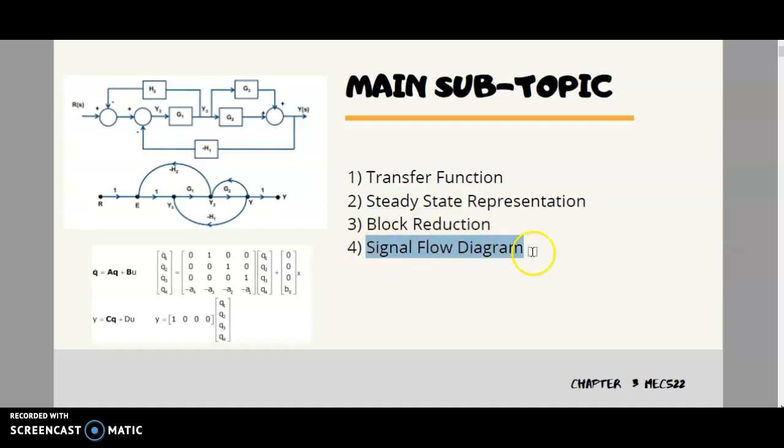And then signal flow diagram. This is a simple signal flow diagram. Basically, a signal flow diagram is also used to find the transfer function, by using Mason's rule.